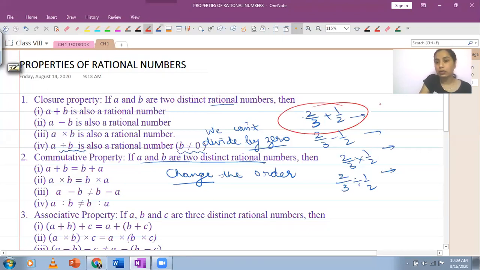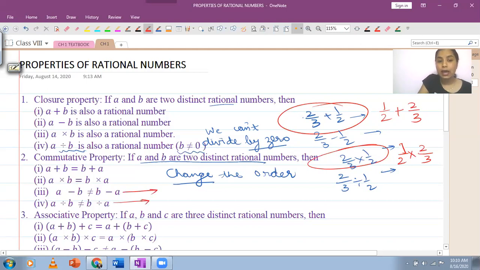This particular expression can also be written this way. It would hardly matter, because दोनों ही वैल्यू से या दोनों ही expressions से आंसर जो आएगा वो सेम आएगा. Same applies to multiplication. So if I have multiplication, I can change the order here also. So I can write 2 by 3 into 1 by 2 as 1 by 2 into 2 by 3. The answer will be same. But I cannot do so for subtraction and division.